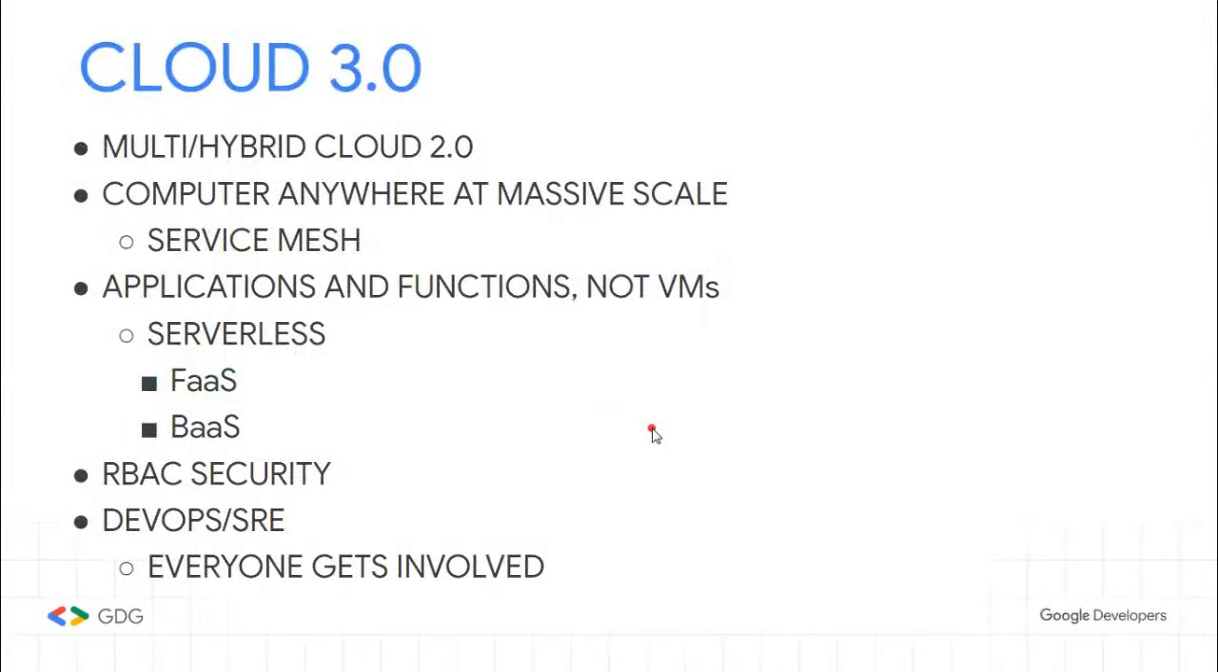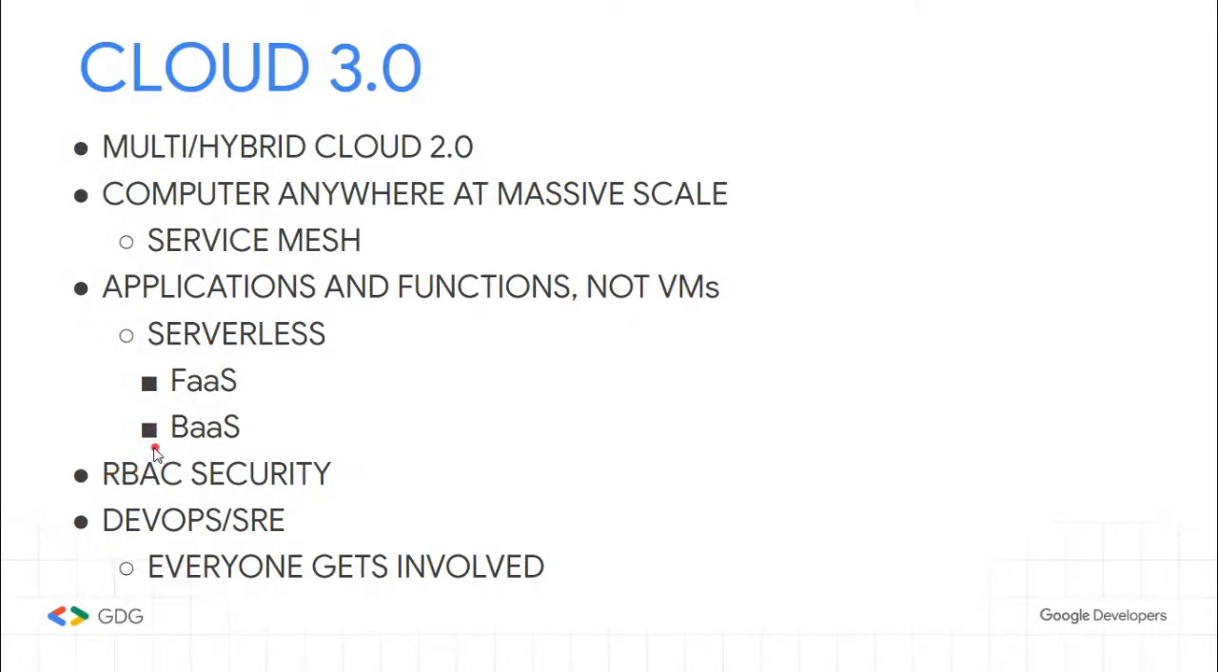And we will come to the end, the summary of what Cloud 3.0 is. We will have hybrid cloud 2.0. We will have compute anywhere at massive scale. We'll use service mesh, and the application becomes functions, not virtual machines. Now that's what we call serverless. We will have function as a service and backend as a service. I'm sorry I didn't talk a lot about backend as a service. For backend as a service, you have Firebase. I focused a lot on GCP. Firebase, if you want to do a mobile application, for example, backend as a service is here. It will handle your backend.